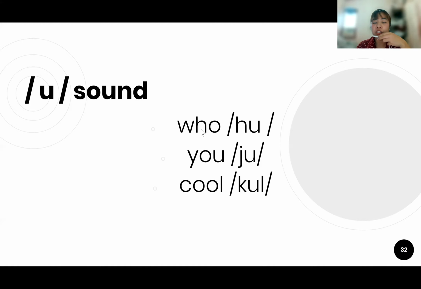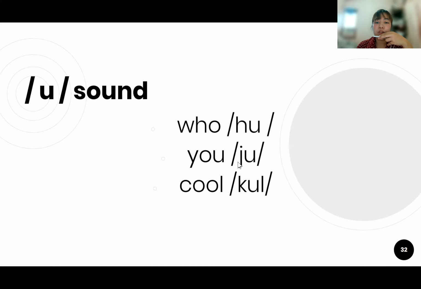So your WH, although it's W and H, we only produce the H sound. So that's why we write the letter H. And then for your letter O here, it produces the long U sound. That's why we use the symbol, the small letter U. Later, I will also show you why this is the symbol rather for the Y sound.